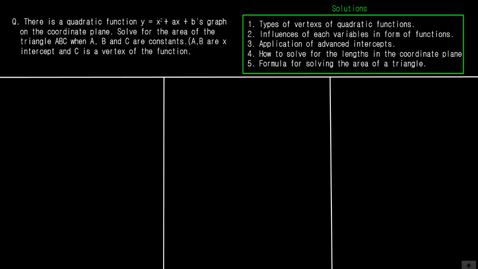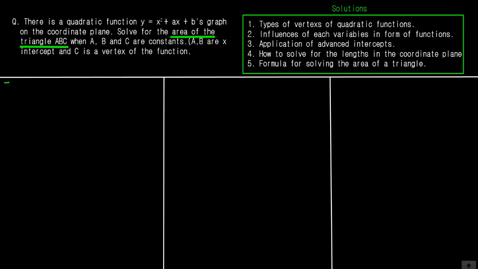As we can see, this question is about solving for the area of a triangle. But it's different from a normal triangle. This is a triangle on the coordinate plane. So I made you five solutions in order to approach these questions. So let's think about each of them in order to solve these questions.